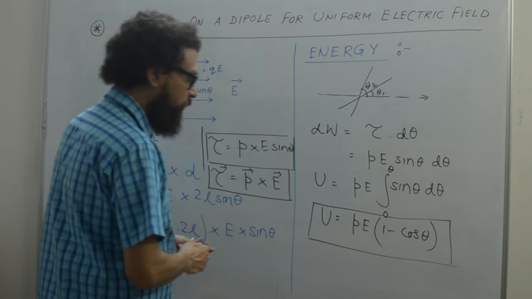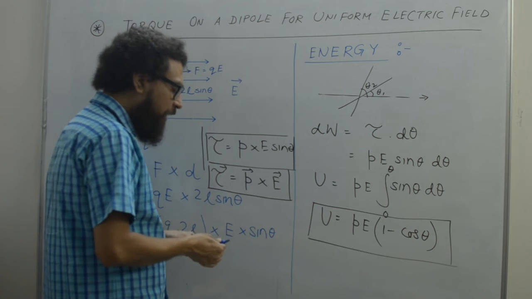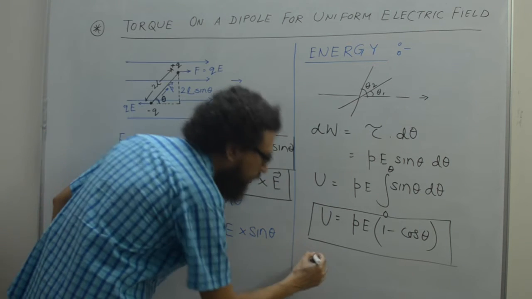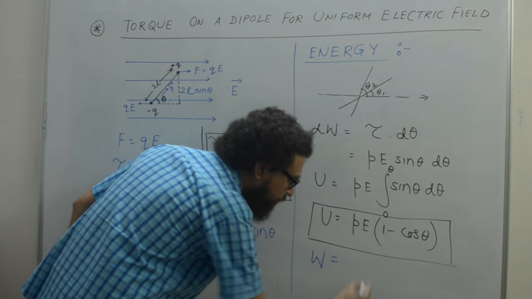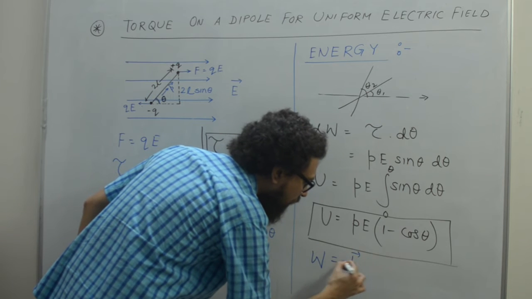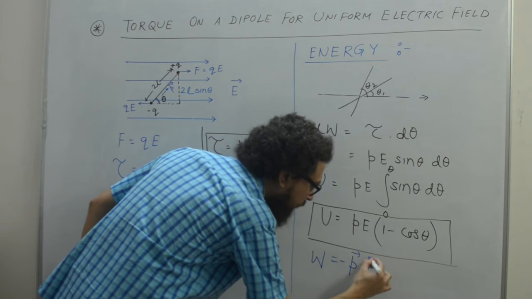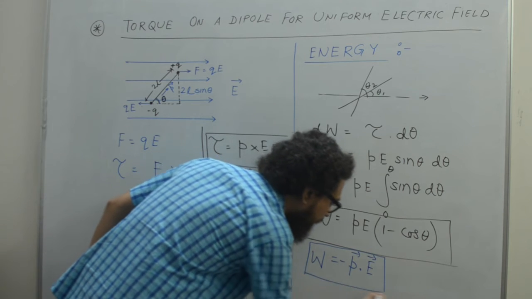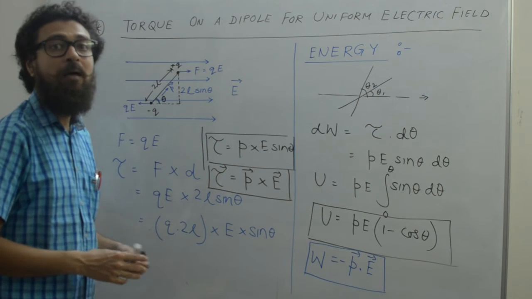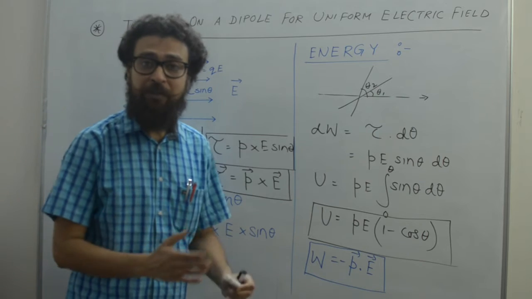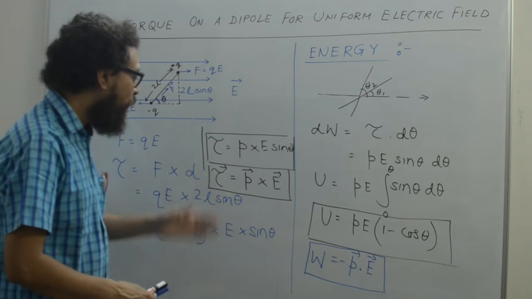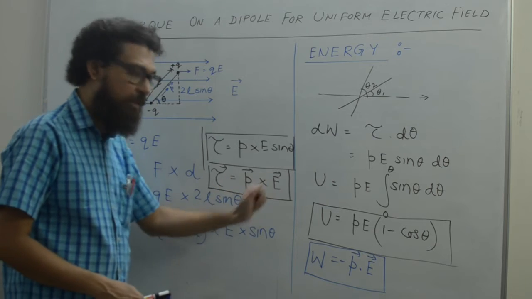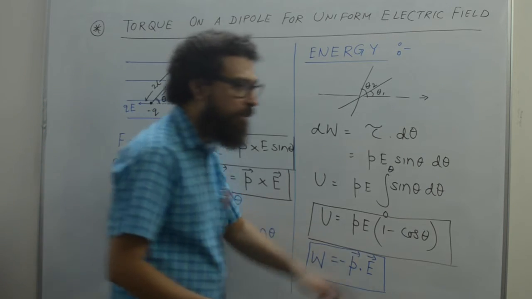If it is so, then we can say a very simple thing: torque is P cross E. The work is minus P dot E. This is very conceptual. This is revolutionary. Try to understand. We have two expressions: torque P cross E, work minus P dot E.